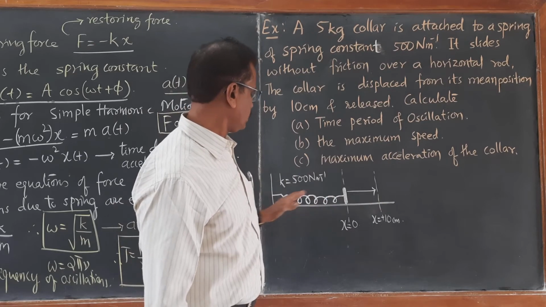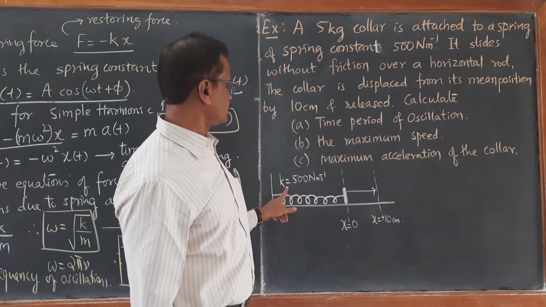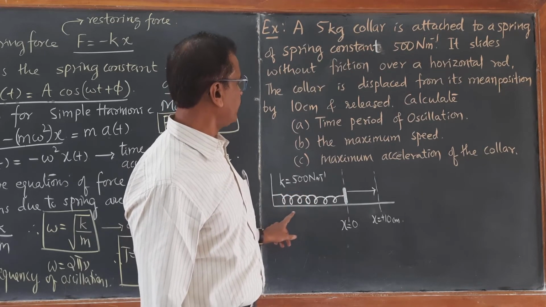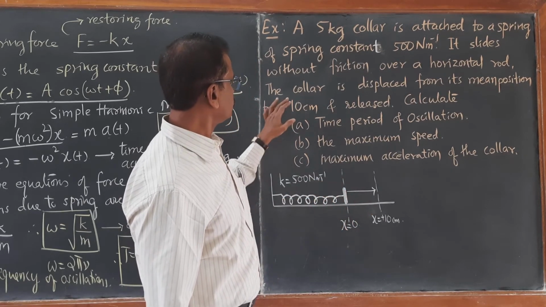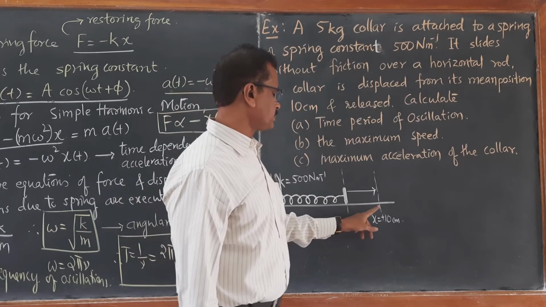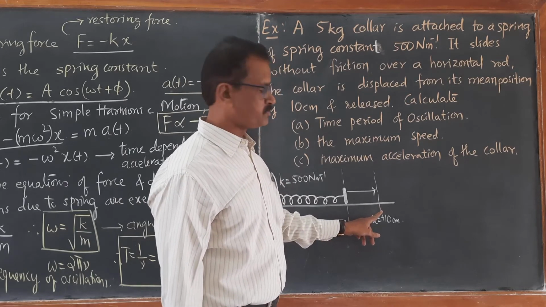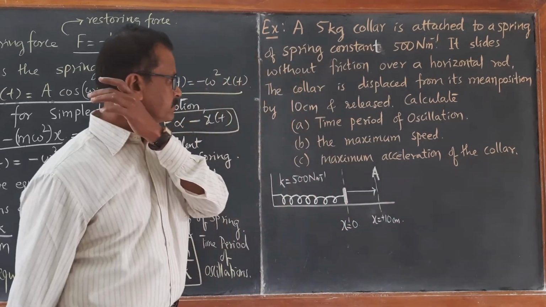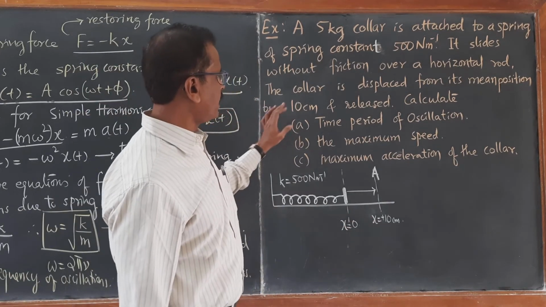This is a horizontal rod. This is a spring attached with a collar, and the spring constant of this is given as 500 Newton per meter. It is sliding over the horizontal rod. The collar is displaced from its mean position, x equal to 0, through a small displacement of 10 centimeter. You can take a equal to 10 centimeter, the maximum displacement, that is the amplitude, and then released.